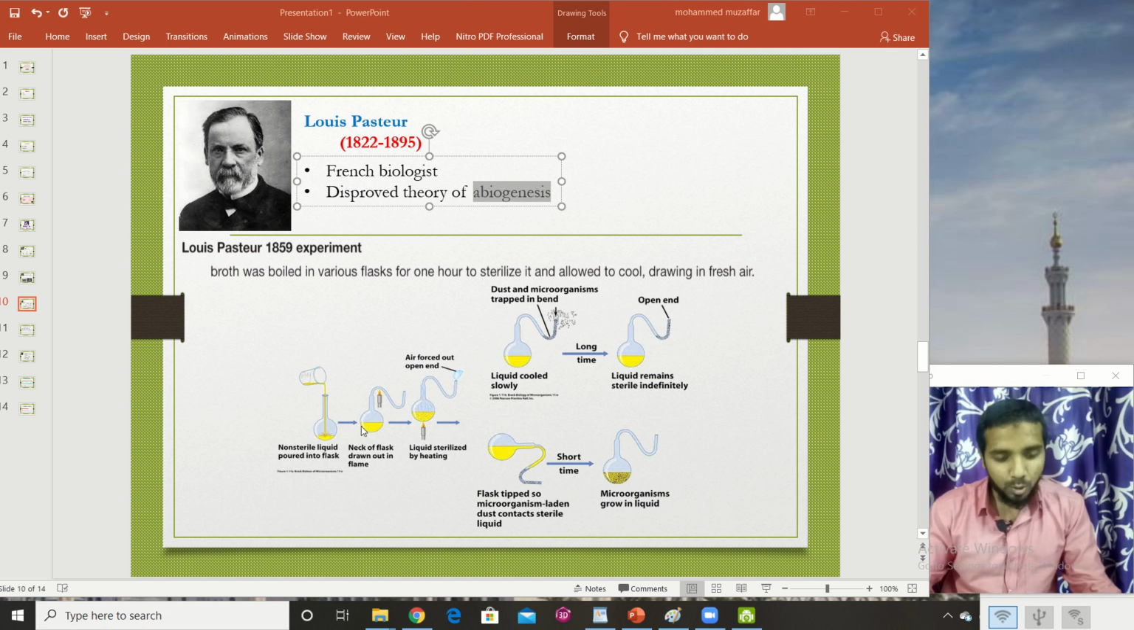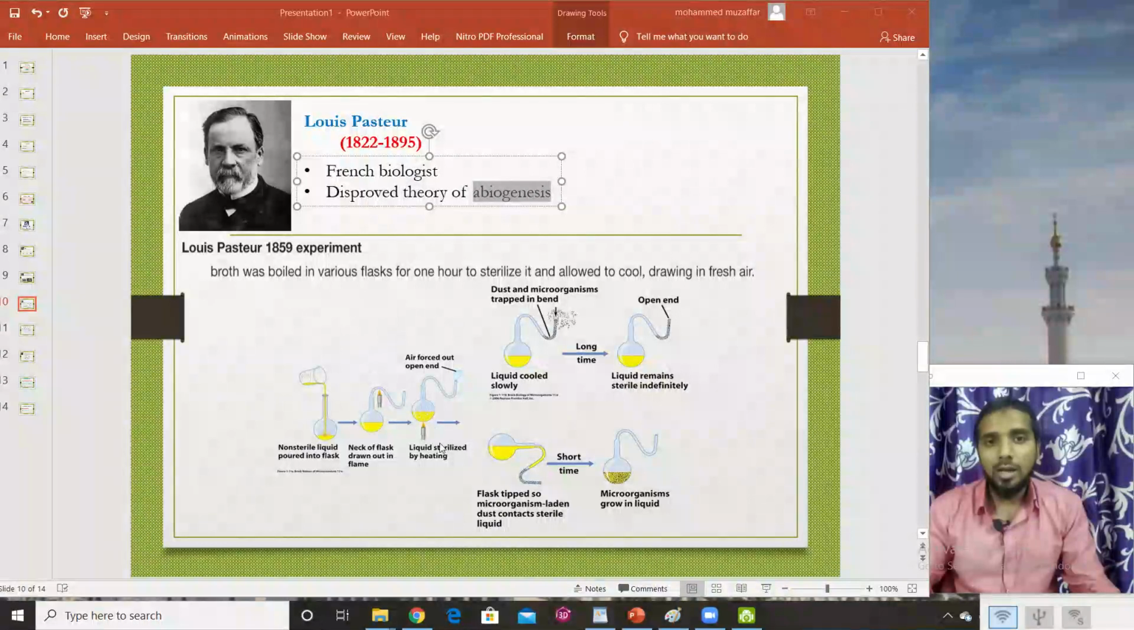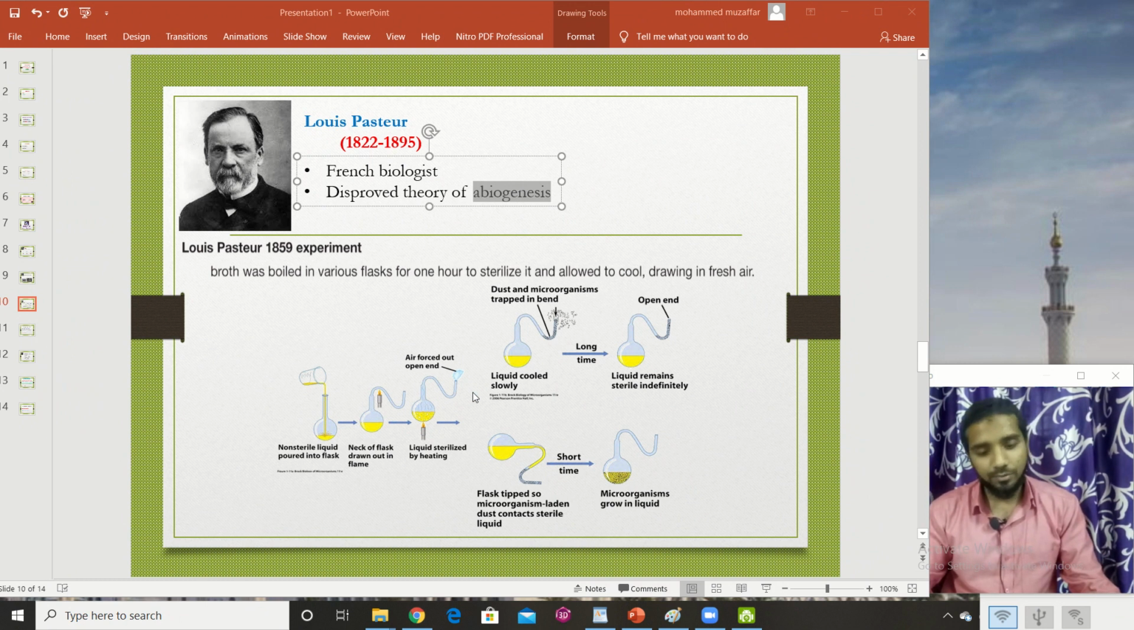In this nutrient broth, he has attached an S-shaped connector, which is called a swan neck flask, and he heated and boiled it so that he could sterilize the whole nutrient medium. Then he allowed the air to go out so that there wouldn't be any air in that. Definitely there will be some kind of air, but all the steam goes away, and he allowed it to cool. Then he kept it for a few days.